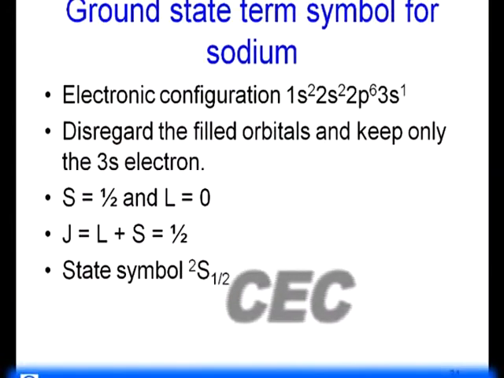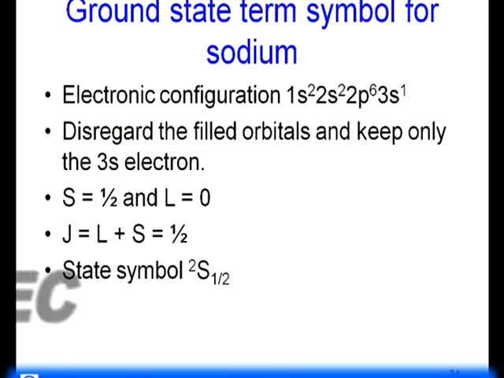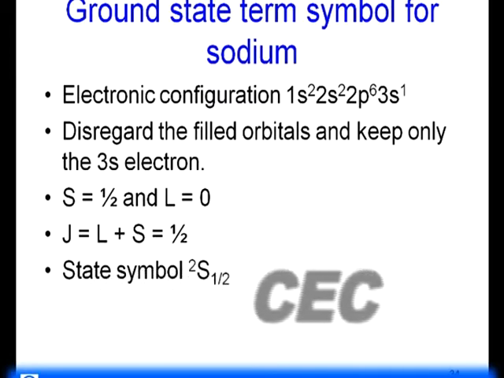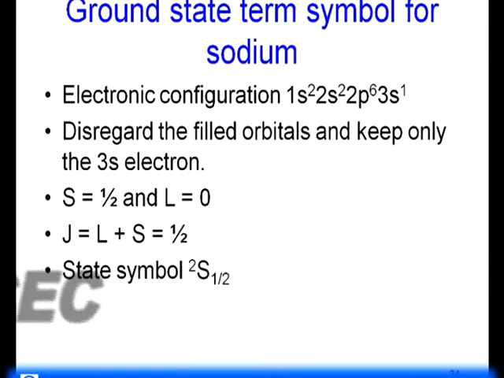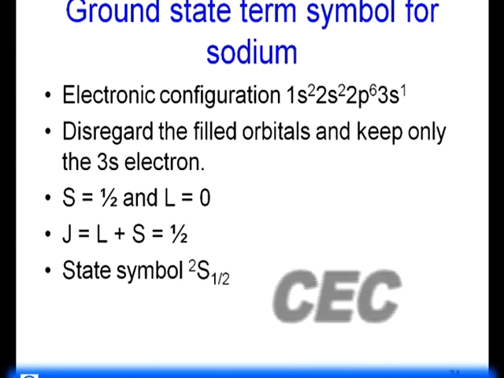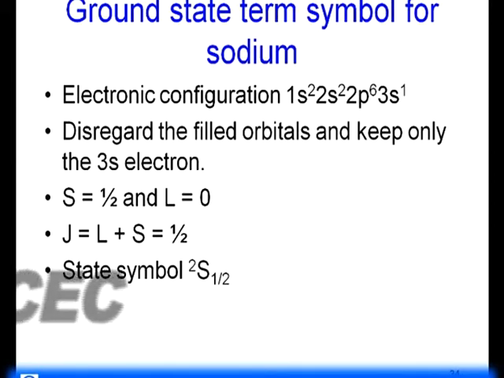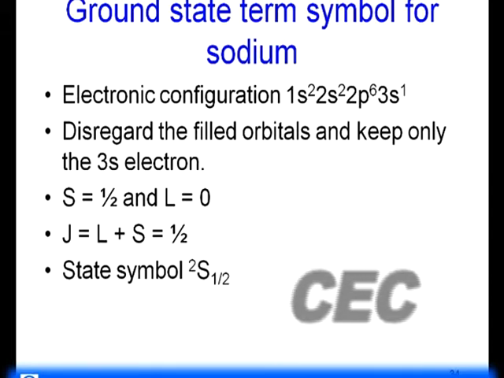Now, for example, for sodium, we are looking at the ground state term symbol that I had just written. We disregard the filled orbitals and keep only the 3s electron. S obviously becomes equal to half because you have only one electron with a spin quantum number of half. L is equal to 0 because we are talking about an s electron, and J, which is L plus S, can have only one value, because L minus S will also have the same value. It will be minus half, but remember we are looking at the absolute value. So J is equal to half only.